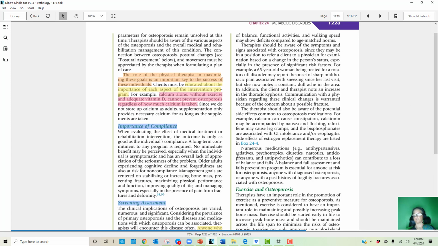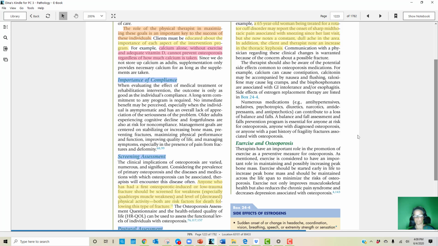Therapists should be aware of the symptoms and signs associated with osteoporosis, since they may be in a position to refer a client to a physician for examination based on a change in the person's status, especially in the presence of significant risk factors. For example, a 65-year-old woman being treated for a rotator cuff disorder may report the onset of sharp mid-thoracic pain associated with sneezing since her last visit, but she now notes a constant, dull ache in the area. In addition, the client and therapist note an increase in the thoracic kyphosis. Communication with the physician regarding these clinical changes is warranted because of the concern about a possible fracture.